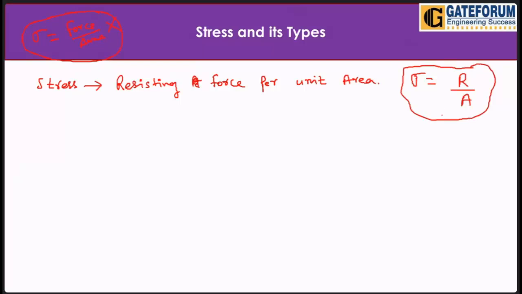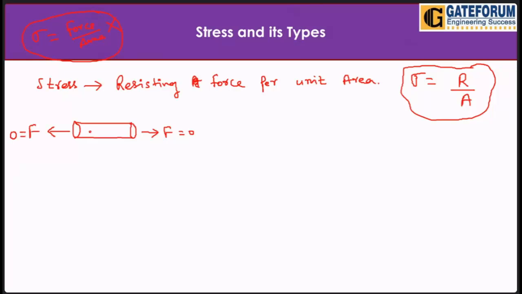Okay. But what is resisting force? Resisting force means intermolecular force. Just look at here. Take one example. Suppose here we have a rod and there is no load, no force applied on this rod. Let's say the value of force to pull it is 0 right now. There is no force here.